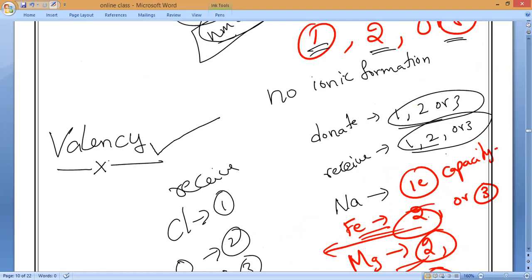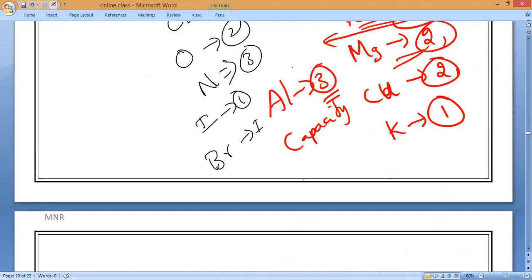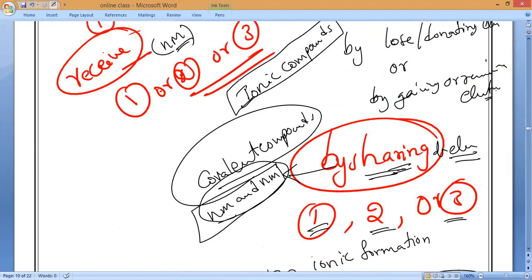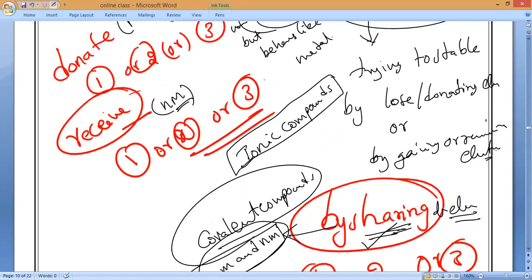Valency. That is the combining capacity. Combining capacity of an element means the number of electrons donated or accepted or shared also. Sharing, what compounds will we get, guys? By sharing, we'll get covalent compounds. By donating and receiving, what compounds? Ionic compounds.